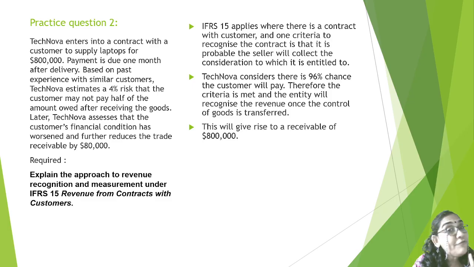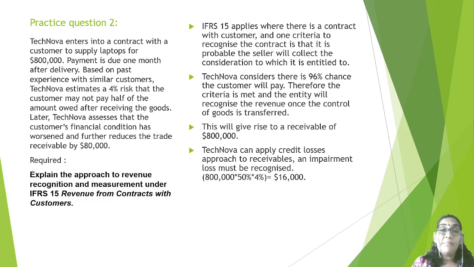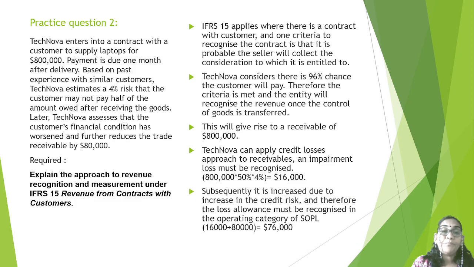But since there is a 4% risk that the customer may not pay 50% of the amount, Technova can apply the expected credit losses approach to receivables. That is, they can recognize an impairment loss in the SOPL itself. How to calculate this impairment? 800,000 is the receivable. 50% of that is at risk and the risk is 4%. So 800,000 into 50% into 4%, it will recognize an impairment of 16,000.